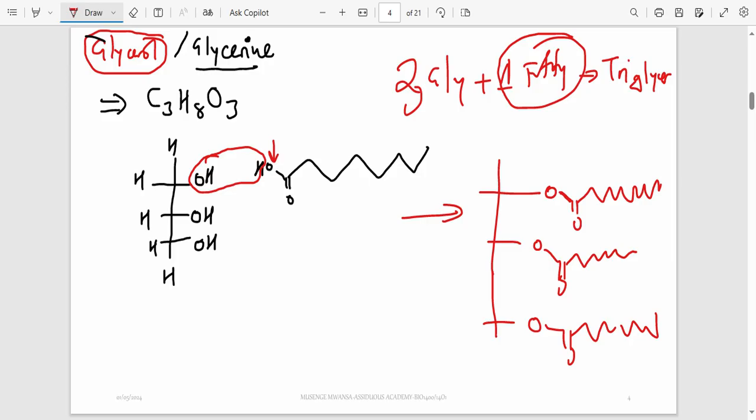Do we have any question before we move out of glycerol and glycerides? Any question? Okay. So no question, meaning that we have understood.